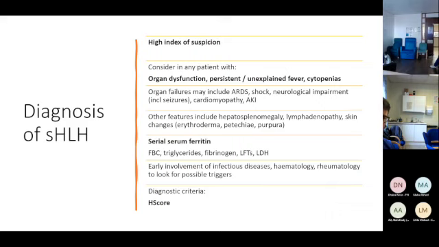Other tests that are important as part of this H-score we'll talk about are triglycerides, and then fibrinogen, LFTs, LDH, thinking about lysis of cells. It's really important to look for the trigger, so it's useful to involve other teams, so infectious diseases, hematology, rheumatology, and then the H-score, which we'll look at, is going to help us in terms of identifying this.